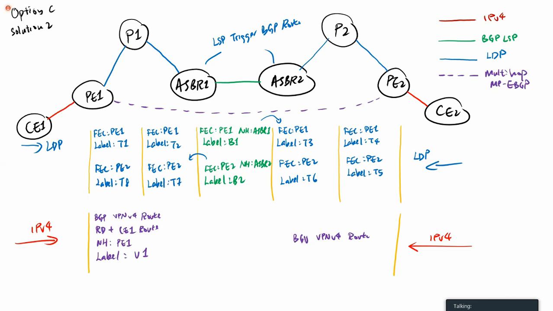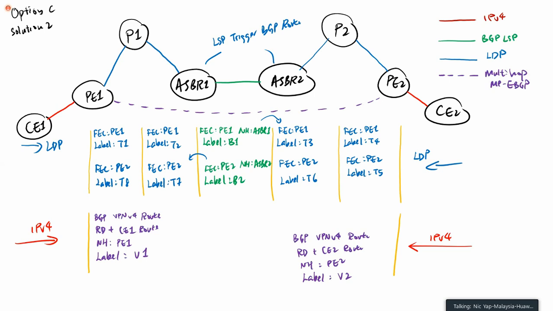Okay. Route distinguisher plus CE2 route. Next hop, PE2. Labels, V2. So that is only the labels they've required from solution number 2.